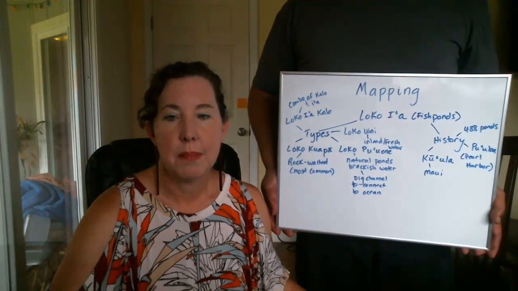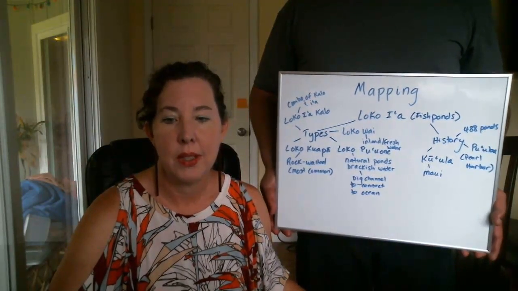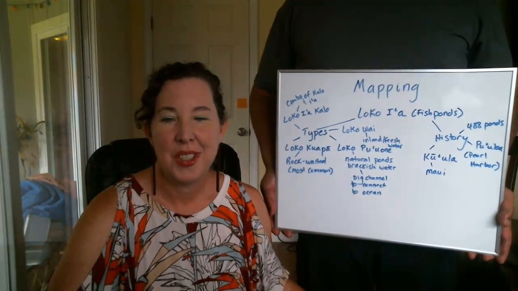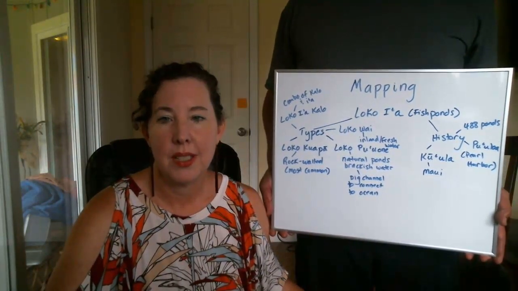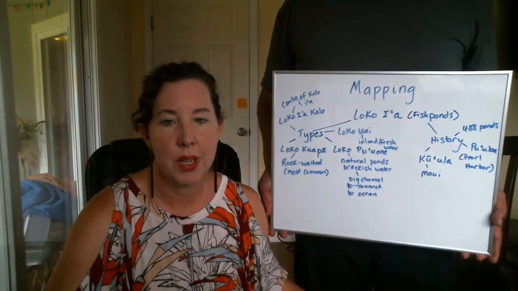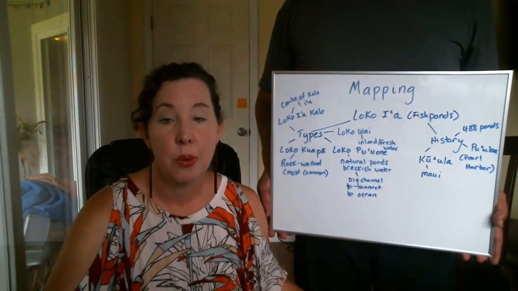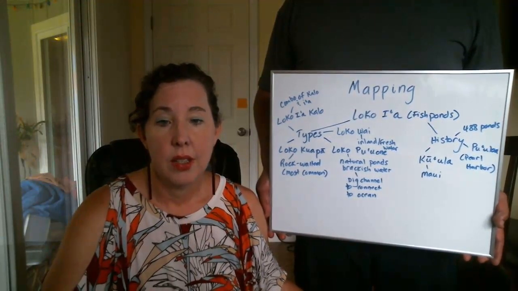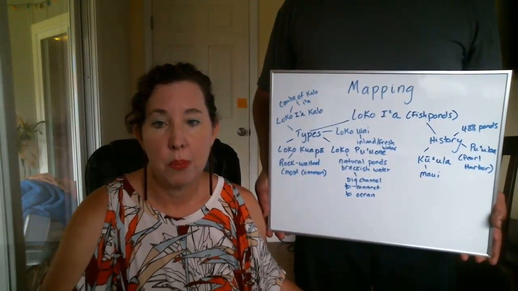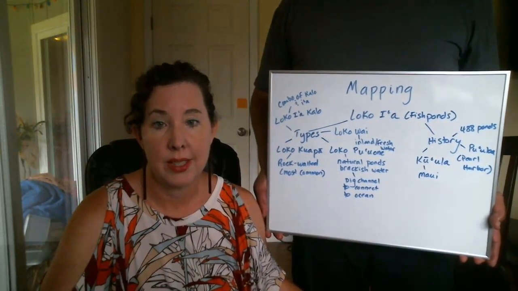This example is mapping, and this is a common type of pre-writing. So you can see that I put the topic, loko'ia or fish ponds, in the center, and then I'm just going to branch off with ideas associated with loko'ia. And again, this is to help generate ideas to help you later form your writing assignments or your essays.